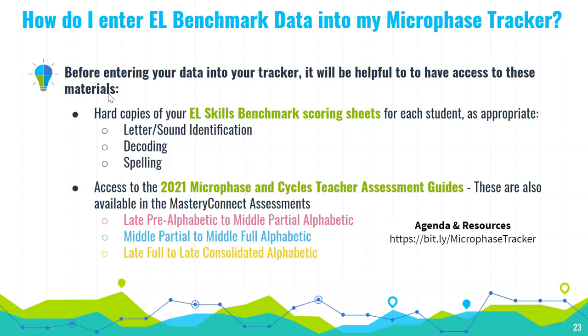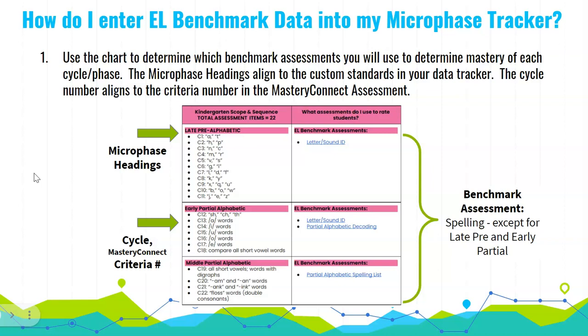You may also want hard copy or digital access to the 2021 Microphases and Cycles Teacher Assessment Guides. These are the guides that are part of the MasteryConnect assessments, but it may be helpful for you to have a separate copy to use. You might want late pre-alphabetic to middle partial, the kindergarten scope and sequence, middle partial to middle full, the first grade scope and sequence, and late full to late consolidated, the second grade scope and sequence. This assessment guide will help you to determine which benchmark assessments you will need to enter data for different microphases.